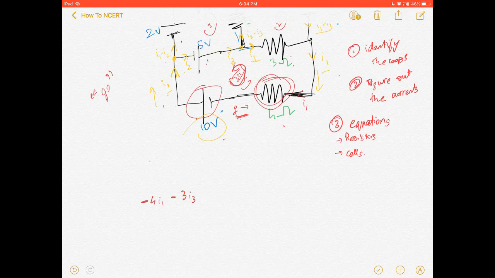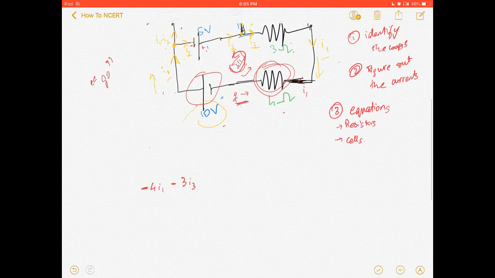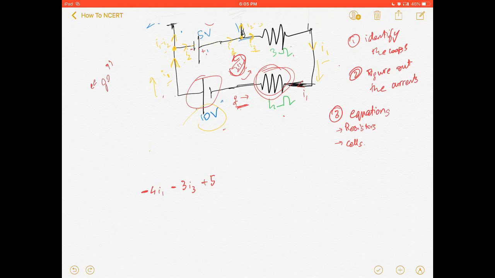Now I keep going and I reach a cell. When I'm considering a cell in the equation, I don't care about the current. No matter what current is flowing, I don't care. All I have to see is whether I'm approaching the positive end or the negative end. In this case, I've approached the positive end, and I'm going from the positive end to the negative end inside the cell, so my cell is going to have a positive value. So I'm going to take a plus 5 over here.